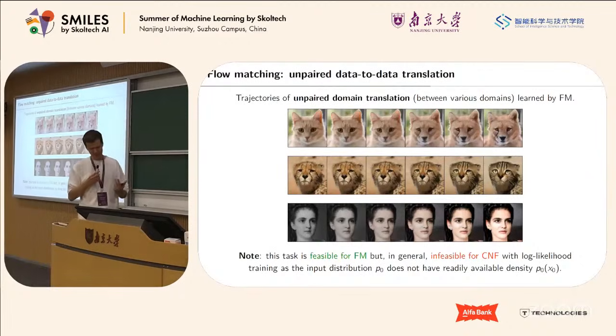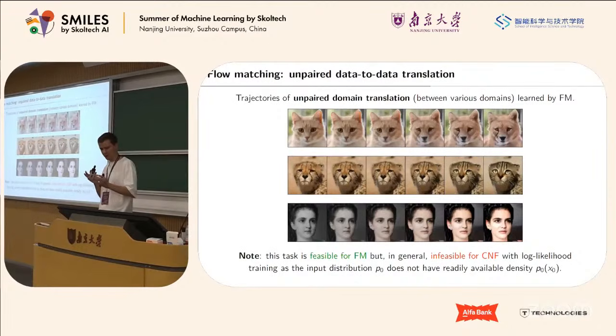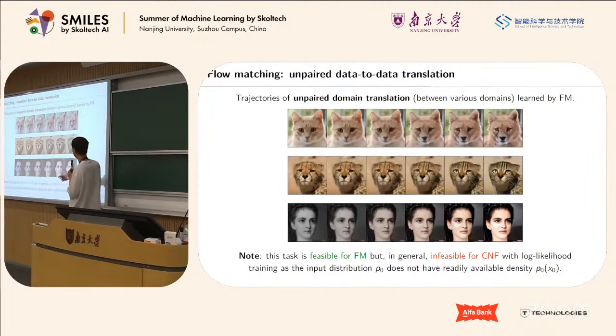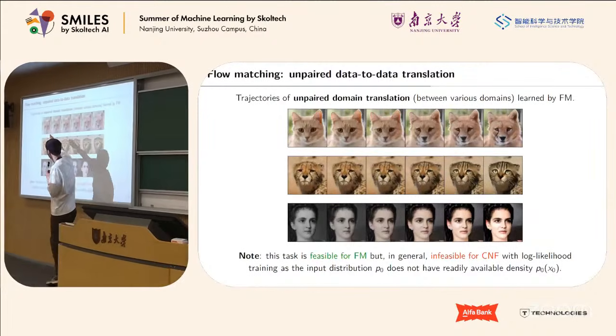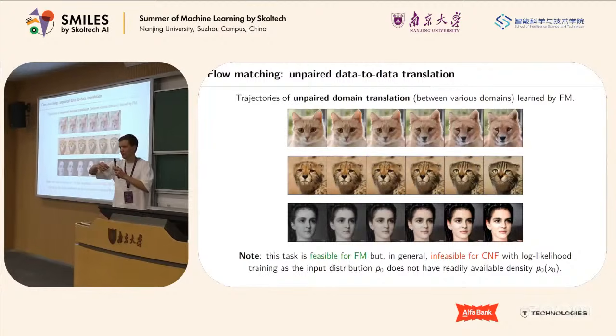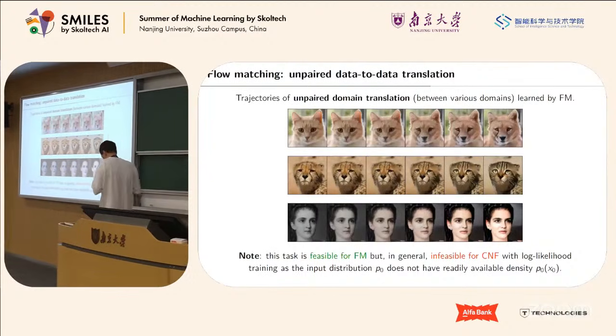So this is from the authors of, I guess, the Rectified Flow paper, which shows that you can solve this domain translation problem as well. When your input distribution P0 is, for example, the distribution of cats, and your target distribution is the distribution of wild animals, you can do this manipulation, like cat to wild and so on.